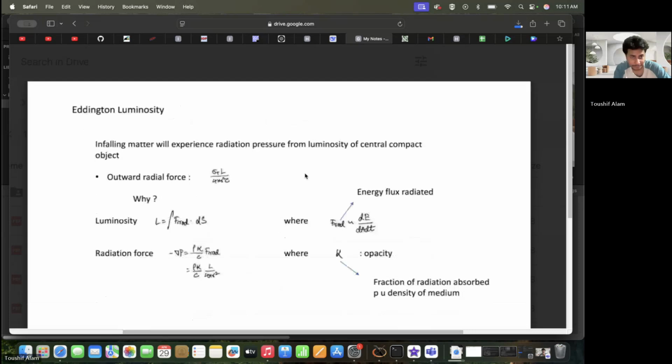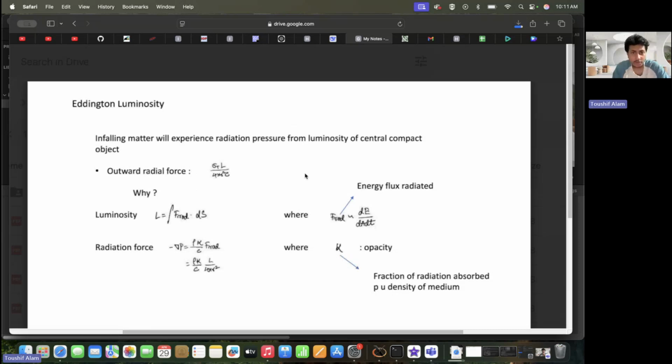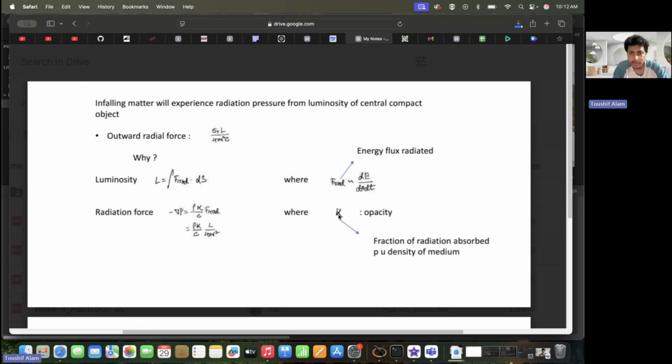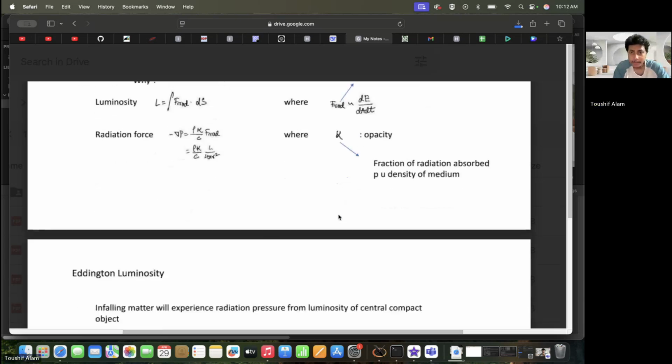Eddington luminosity is a very important term we will come across. In the following, we will explain radiation pressure from the luminosity of the central object, compared to gravity. This is the highest luminosity a star of a certain mass can have. The outward radial force is sigma T L by 4 pi r square c, where luminosity equals the integration of flux F over ds. Radiation force is minus grad p, f rad equals rho kappa by c times L by 4 pi r square, where kappa is opacity, the fractional radiation absorbed, and rho is the density of the medium.